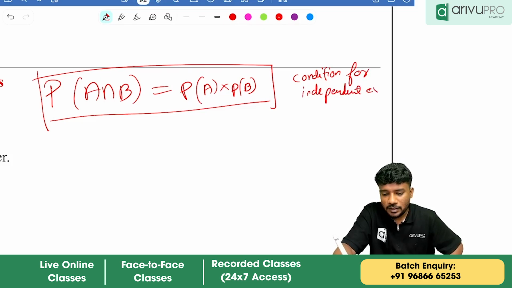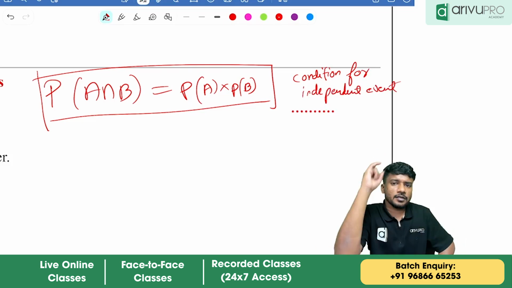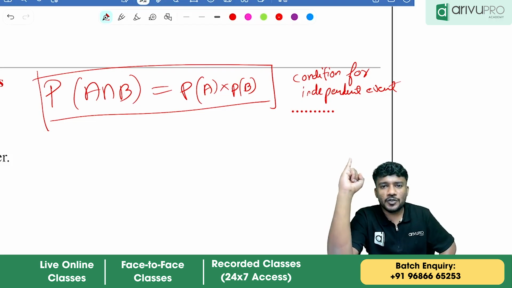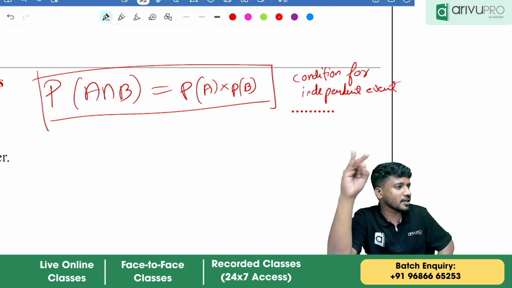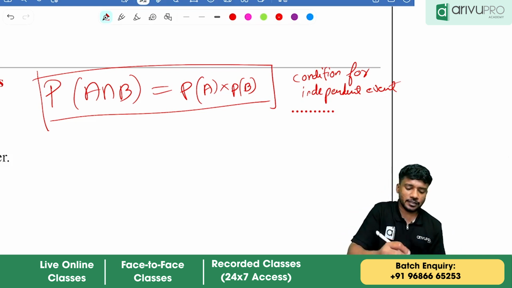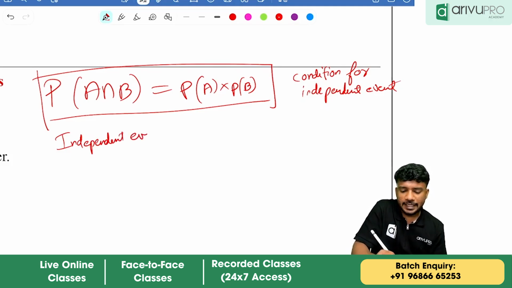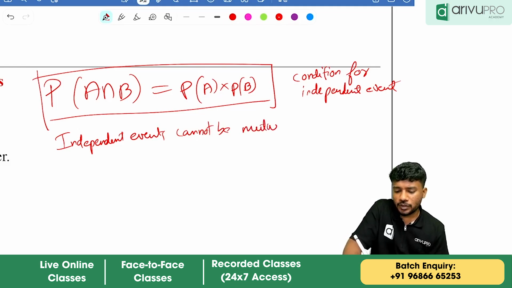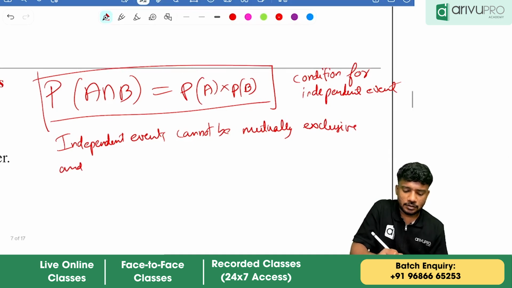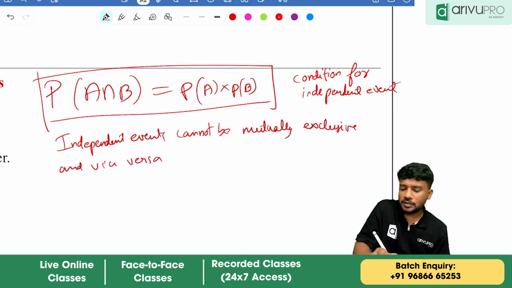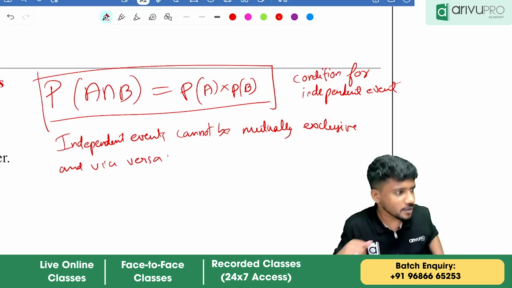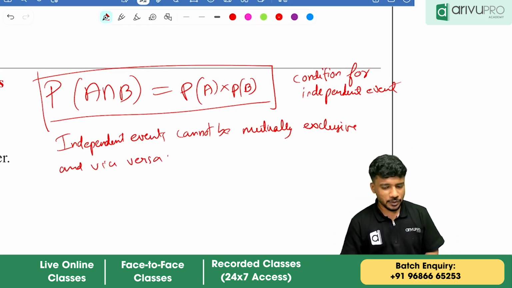Now, one important thing. Independent events cannot be mutually exclusive, and mutually exclusive events cannot be independent. You can make a note of that also. Independent events cannot be mutually exclusive and vice versa. Vice versa means the reverse also is not possible. That's the basic thing. So independent events cannot be mutually exclusive and mutually exclusive events cannot be independent.